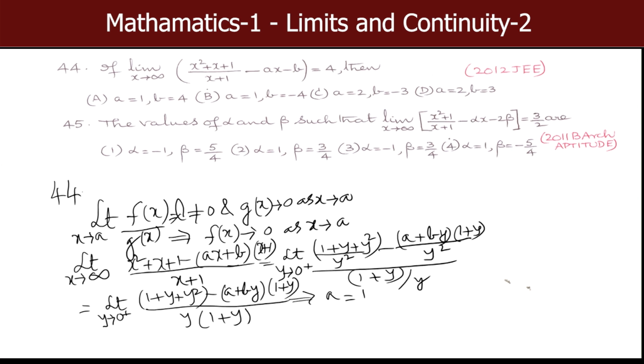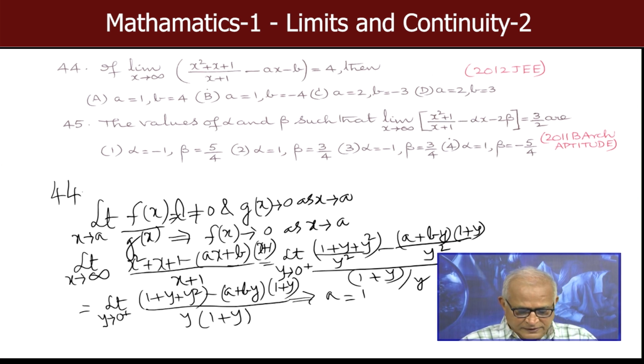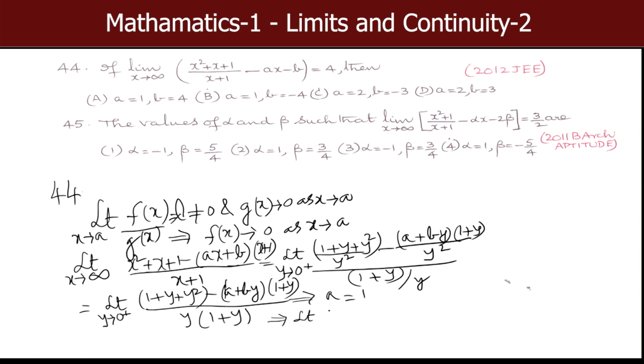And what about b? Once a is 1, I can replace a by 1 and 1 can be cancelled. This implies limit, you can take out y common, y can be cancelled, (1 plus y) minus b into (1 plus y) by (1 plus y), which is equal to 1 minus b.